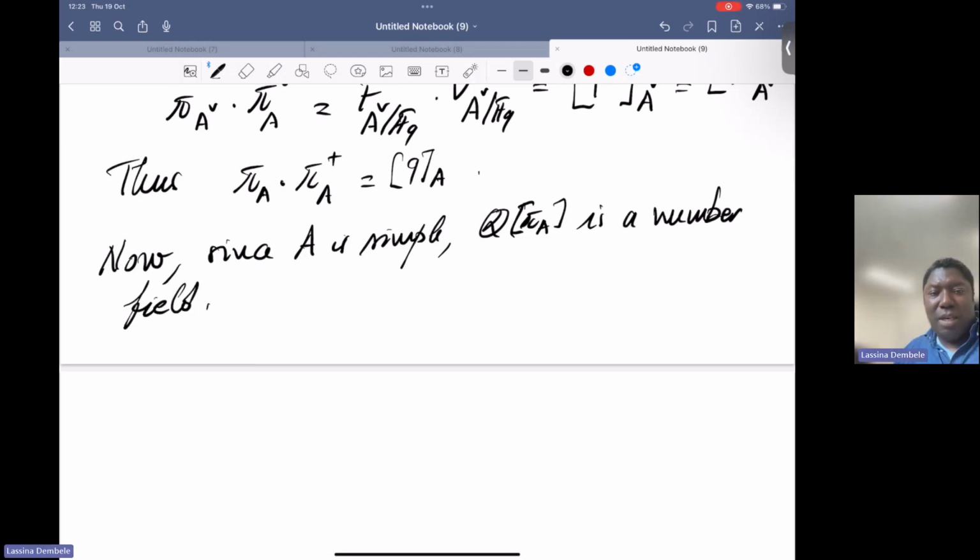I mean, this has to be a field. It's generated by one element over Q, so it has to be a field. And therefore, since we saw that the characteristic polynomial of Frobenius has integer coefficients, this will be a number field.